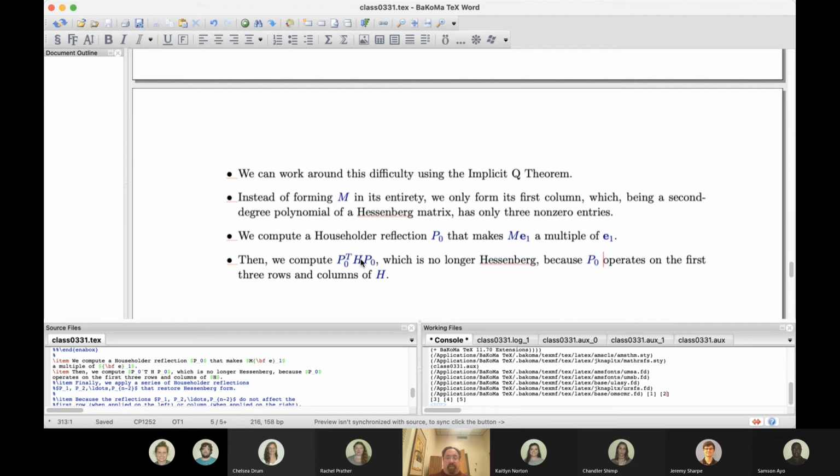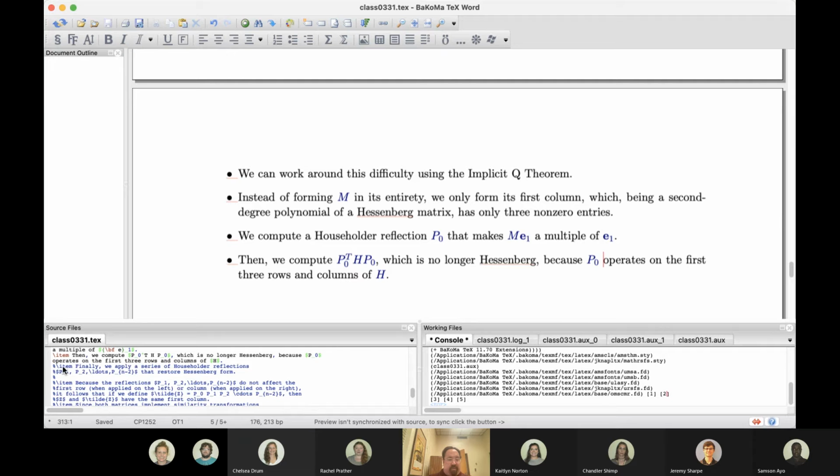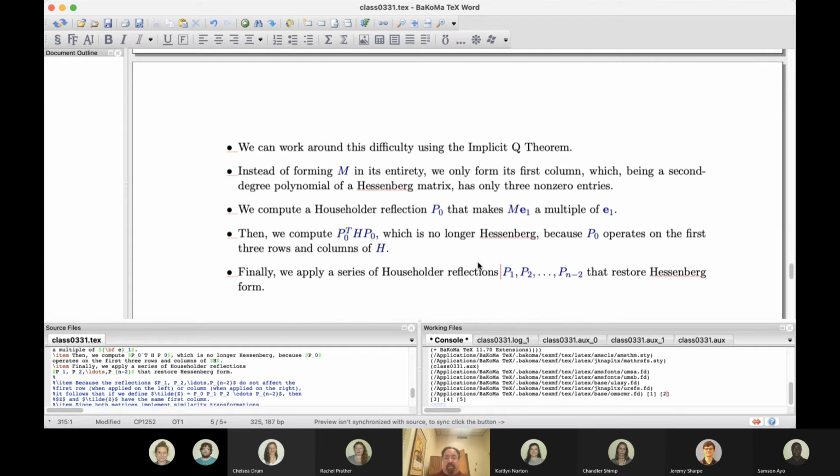Because H is the matrix we're trying to transform in the first place. So we apply it to H. Now that wrecks the Hessenberg structure, but that's okay. Because what we do now is apply more Householder reflections for each column, starting from the first column, second column, and so on, that will restore Hessenberg form. So we make it un-Hessenberg a little bit, and then we re-Hessenberg it. Yes, I just made Hessenberg into a verb.